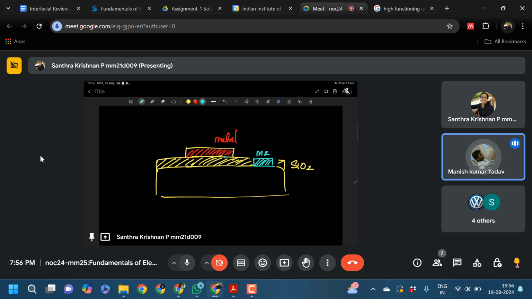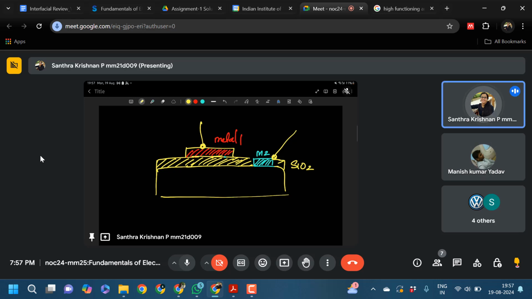This is the MOS. Sir told us MOS is metal oxide semiconductor. In a capacitor, we have two contacts. One contact is on the metal, this part, and another contact will be this one. Then, ma'am, it is metal, then oxide layer, then metal. It means metal-oxide-metal. It may be called metal-oxide-metal.